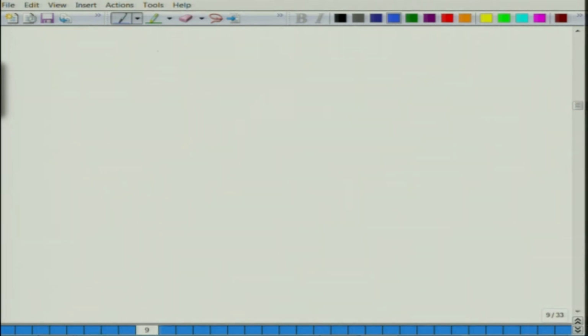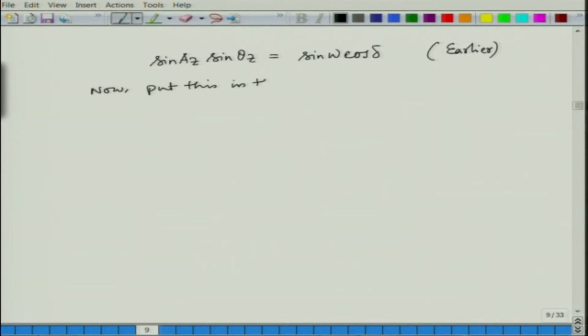Okay. So, what expression we had: sine of A z multiplied by sine of theta z will be equal to sine of omega into cos of delta. This we derived earlier, two lectures ago, I think. Okay. So, now put this in the last term of G.